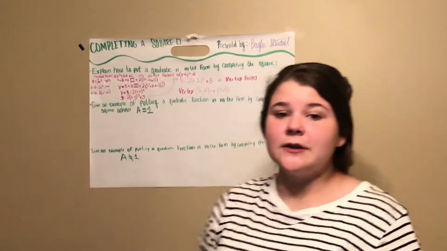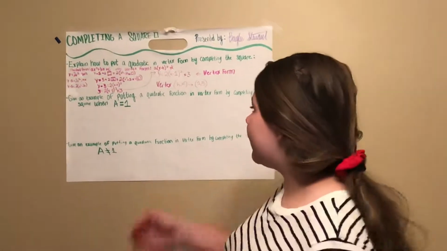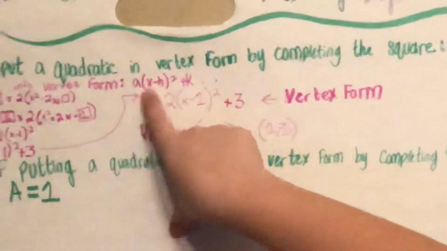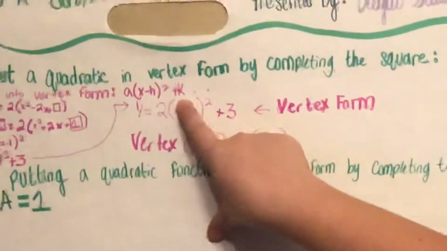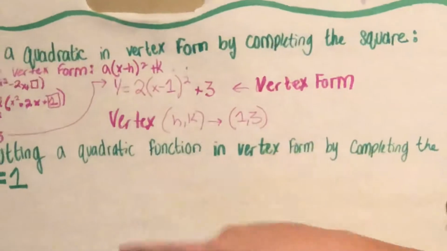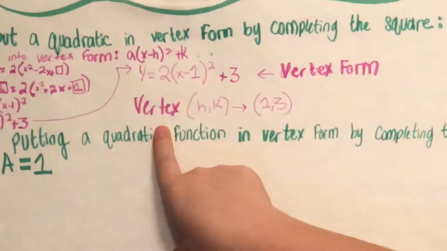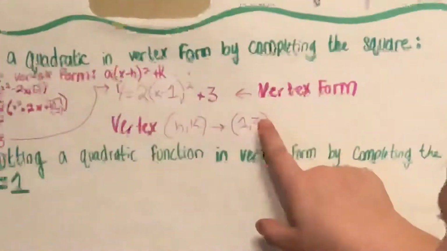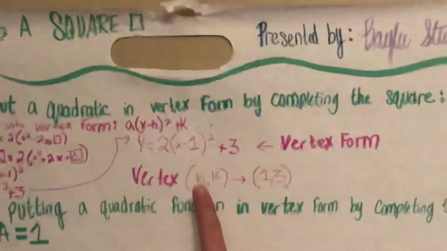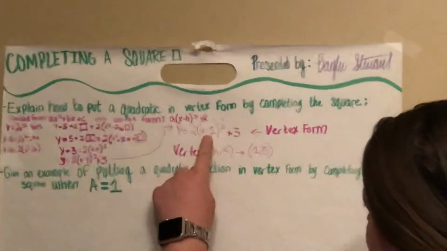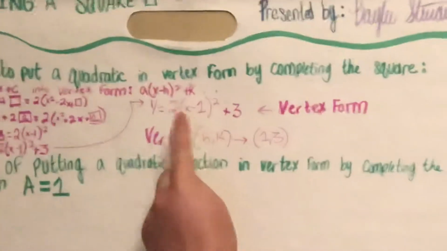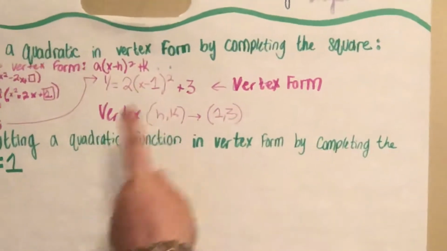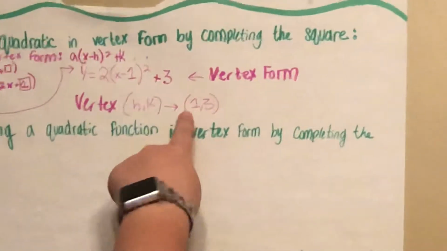Now we can take that vertex form and make it into our vertex. Up here we have a times (x minus h) squared plus k. Once it's in vertex form, our vertex is always (h, k), as our x and y values. The thing about the h is that it is always the opposite value of what it says here. So here it says minus 1, but we are going to change it to plus 1. And k stays the same as 3.